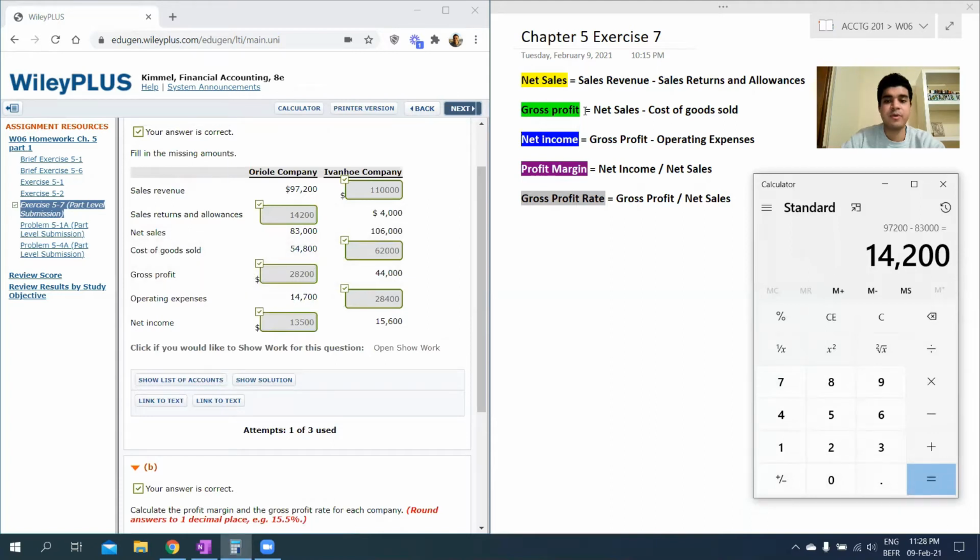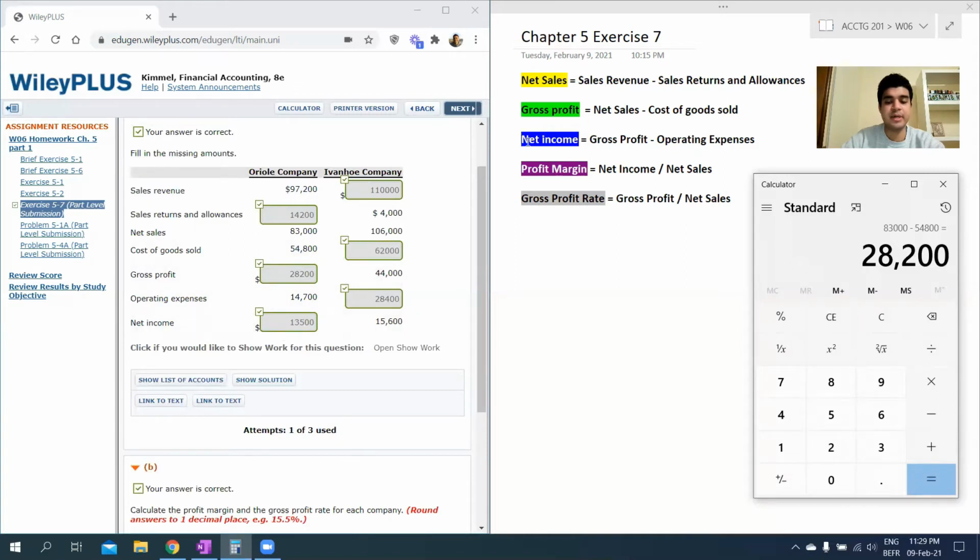Next, we are going to calculate gross profit. So here we have a formula to calculate gross profit. Gross profit equals net sales minus cost of goods sold. So we have net sales and cost of goods sold: 83,000 minus cost of goods sold, 54,800. And we arrive at 28,200 for gross profit.